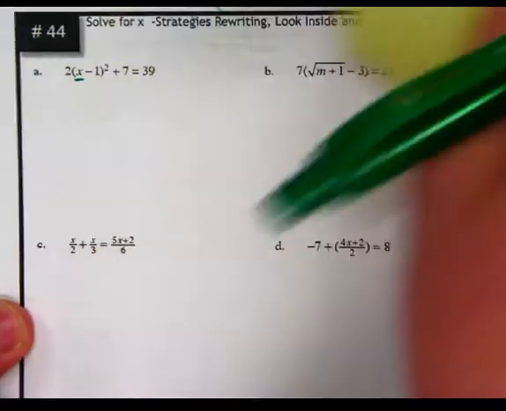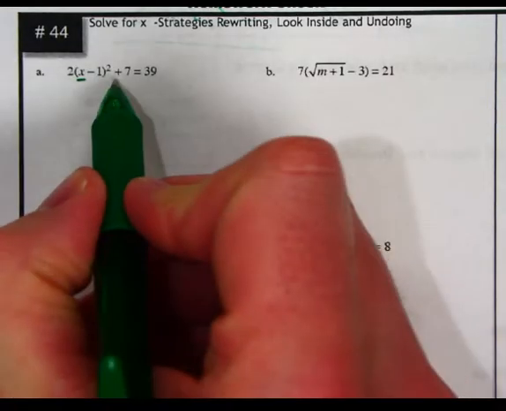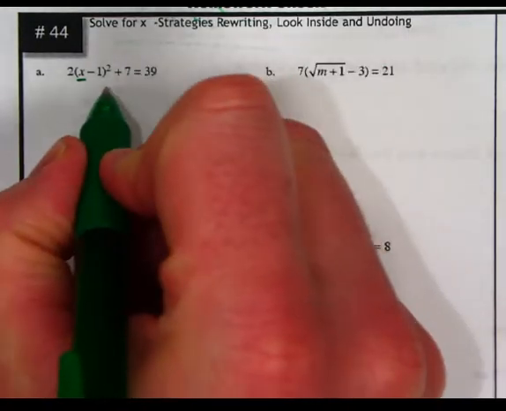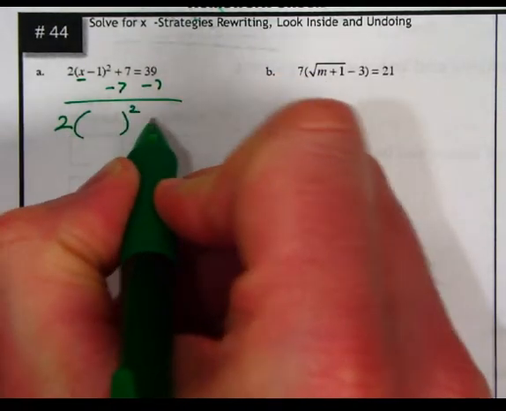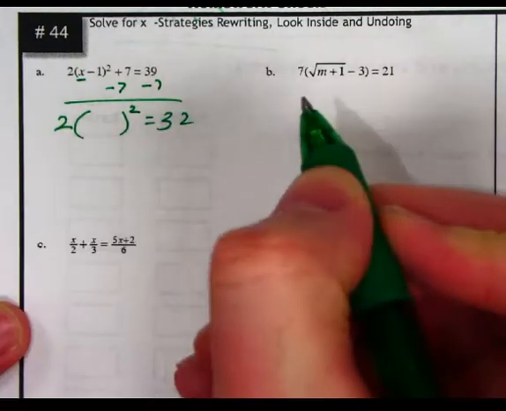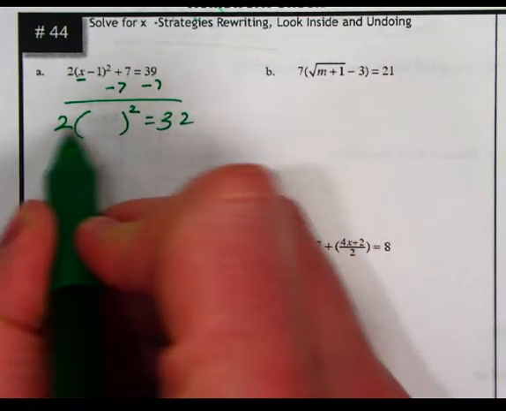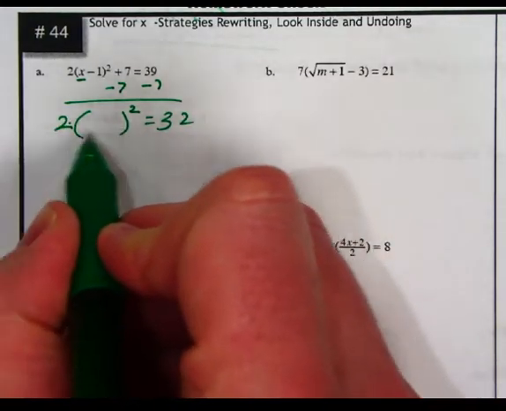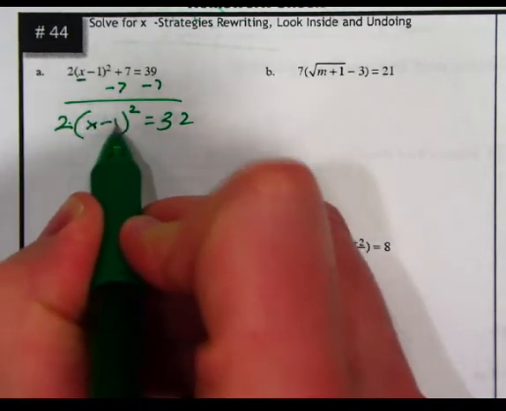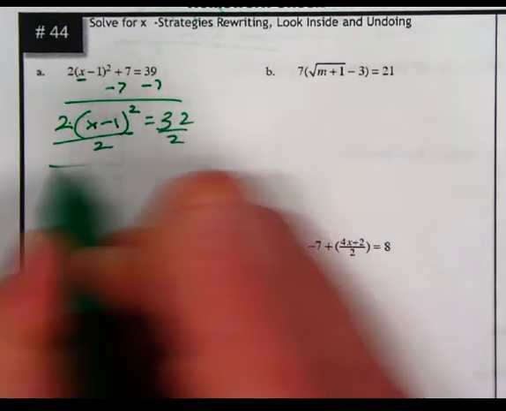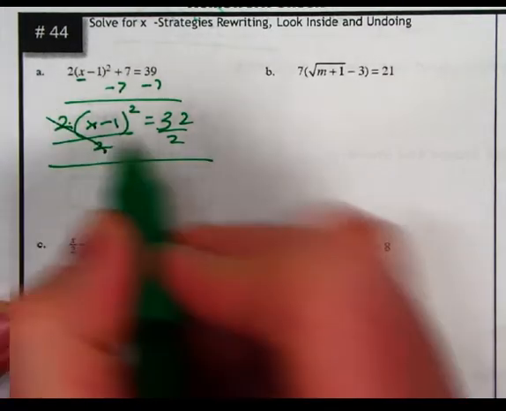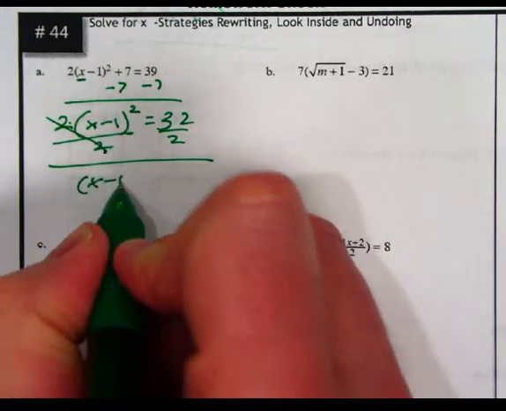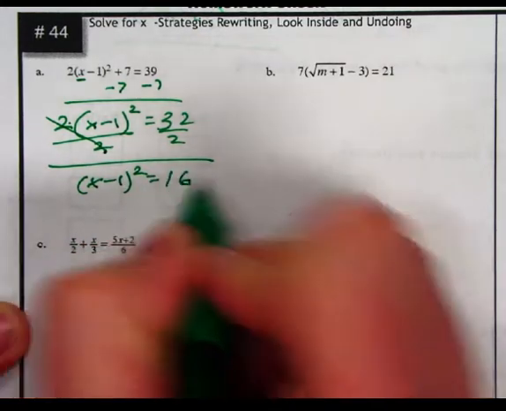So here we go. I see that I've got a plus 7. I'm going to get rid of it by minusing 7 on both sides. Then I've got 2 times that stuff in parentheses squared equals 32. Well, this stuff isn't really that important yet because it's 2 times it. So to get rid of times it, I can divide by 2. So I'm going to divide both sides by 2. Then I get the 2 divided by 2 makes 1. Therefore, those cancel, and I get x minus 1 squared equals 16.